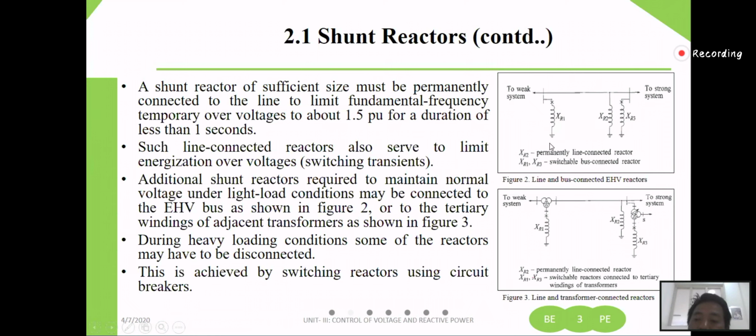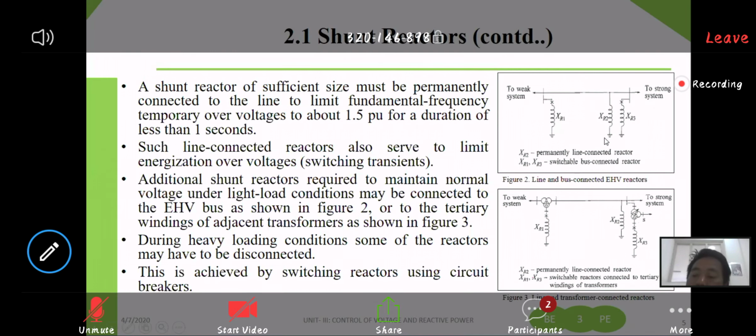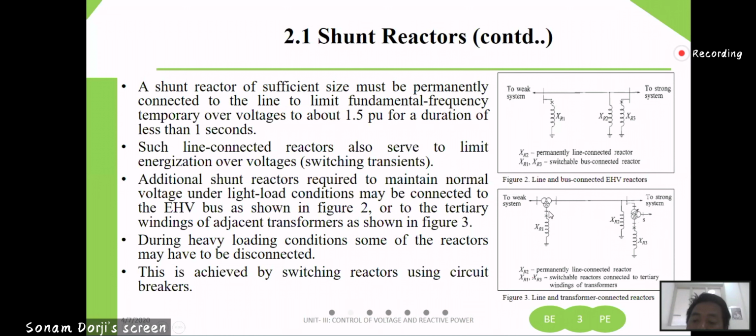You can connect it directly to the bus, permanently connected, when there is a weak system. That means if there is a very weak system, we connect it permanently, and if there is a strong system, we can still connect the shunt reactor but using a switchable bus. The other way is to use a transformer with three terminals. One will be primary, another secondary, which is used for stepping up or stepping down, and another terminal is known as the tertiary terminal.